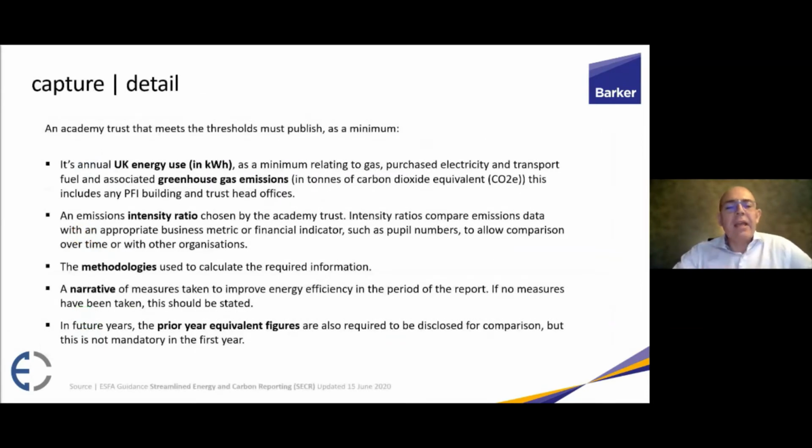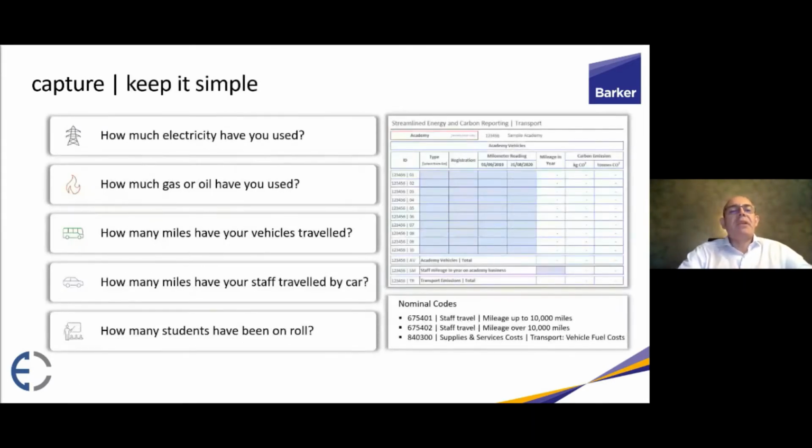So the detail, and again, this is for you to take away rather than me talk through it now. It's looking at your annual energy use in the UK. This is the real detail behind it. You need to develop an intensity ratio, and the department have suggested that you work it as a ratio per pupil. Again, we've built that into some of the modelling that we'll show you later on in the presentation. You've got to explain what methodology you've used to calculate it, and that's very easy to do. And then you've got to track it year on year and put some narrative around the energy improvement strategies that you've put in place. So what we were trying to do is keep the data capture simple.